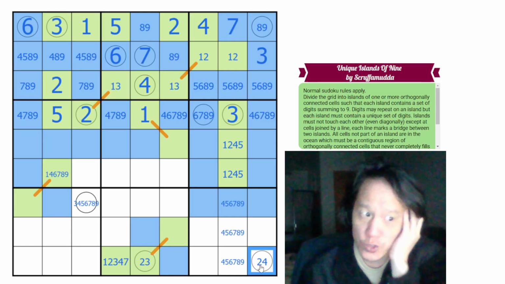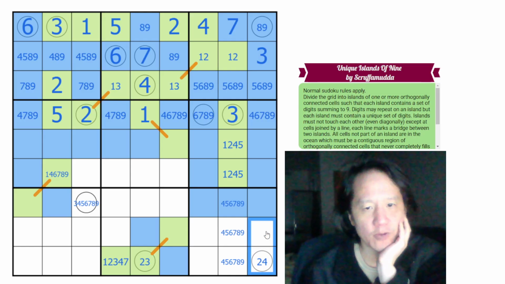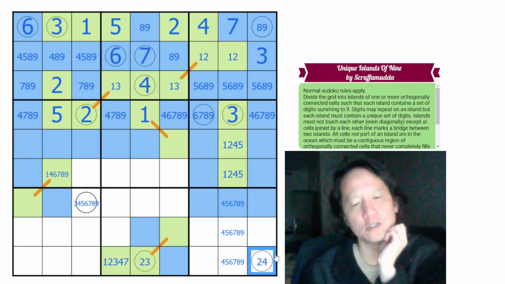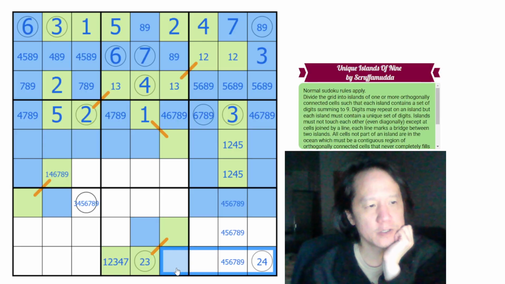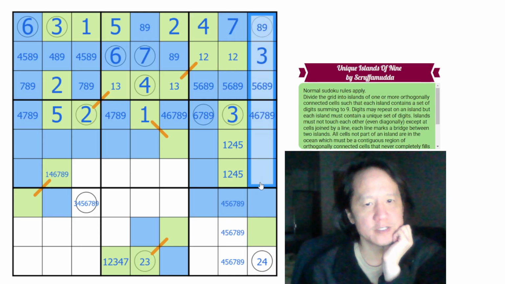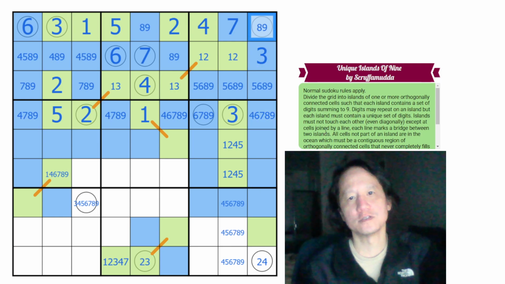So if this is 2 as an island, it would have to go this way. If this is 4 as an ocean, or if this is 2 as an ocean, it has to go this way. If it's 4 as an ocean, it has to go this way. So either way, this is always an island. Because if it's 2 island, it has to go that way because it has to go here. So therefore, this sees only 8 ocean cells.